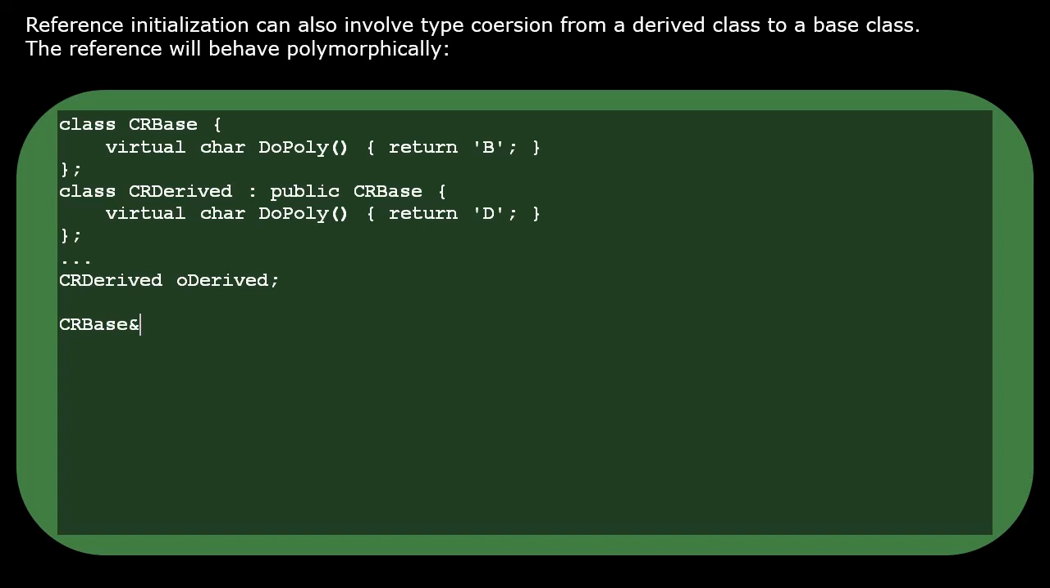Reference initialization can also involve type coercion from a derived class to a base class. The reference will behave polymorphically.